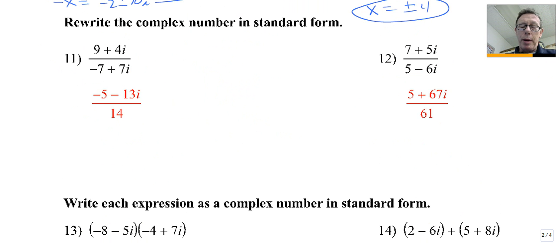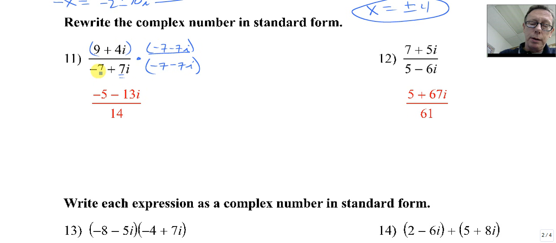Let's move down to the next problem. So I need to get all the imaginary numbers out of the denominator. To do that, I'm going to multiply both the numerator and the denominator by the complex conjugate of the denominator. So that would be negative 7 minus 7i. So let's go ahead and work that out.